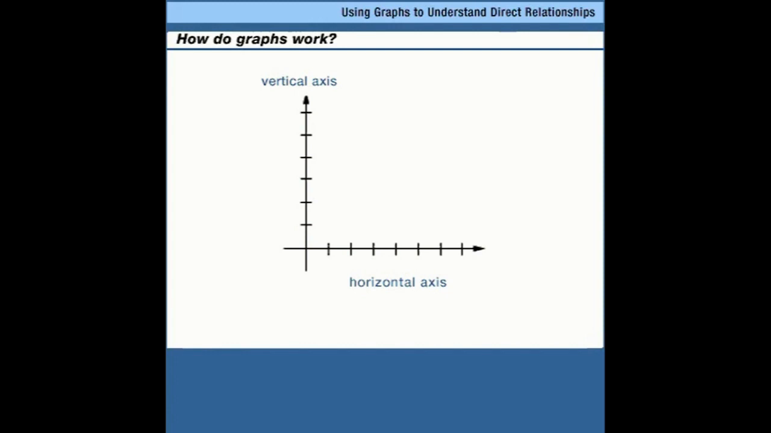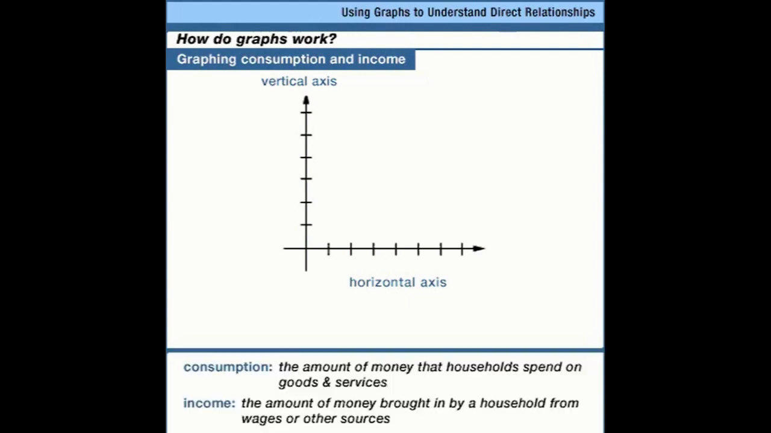Suppose we want to graph the relationship between two variables, consumption and household income. Consumption is the amount of money that a household spends on goods and services, and income is their income, the money that they take in from work and other sources. Now, how are we going to represent the relationship between consumption and income?